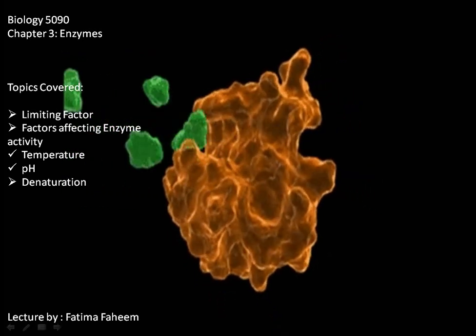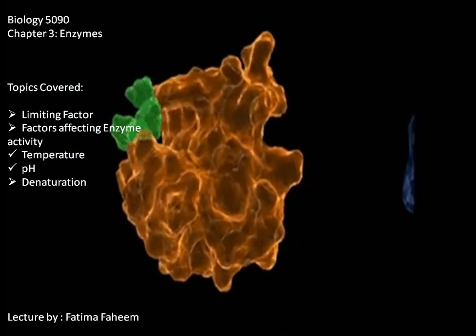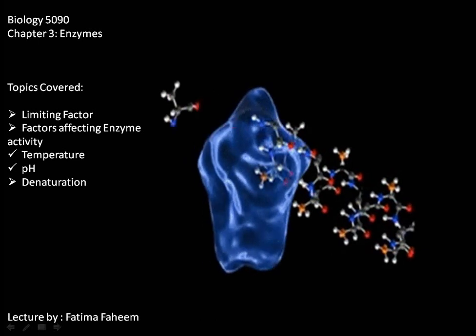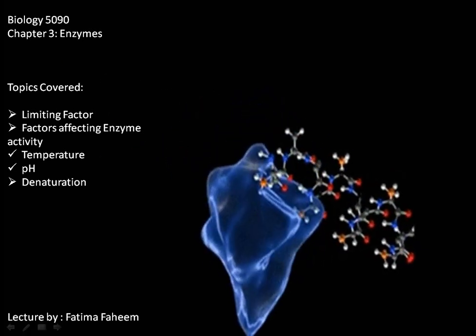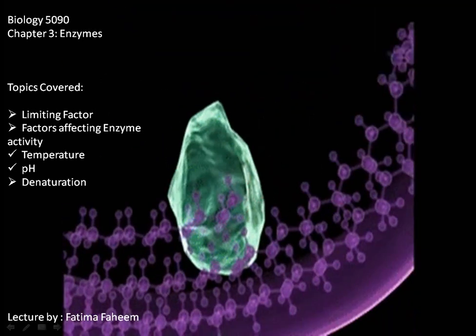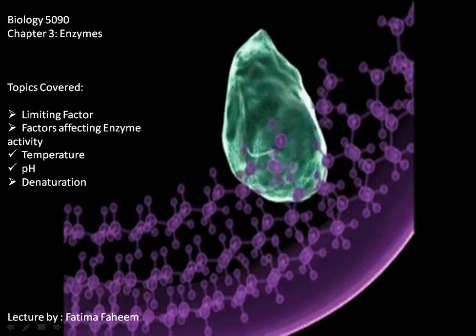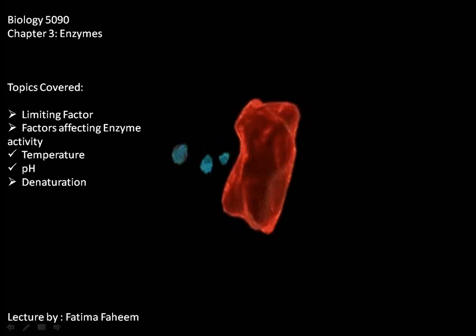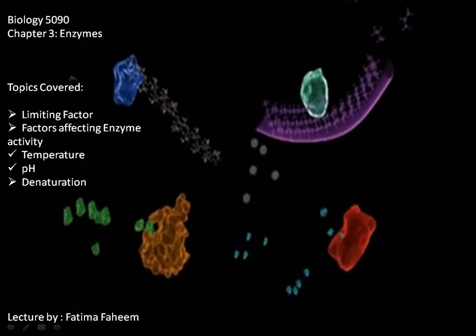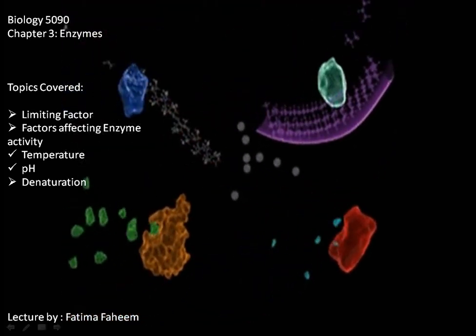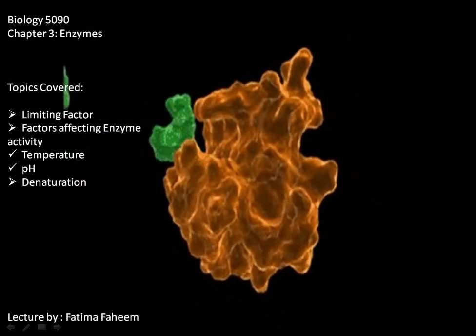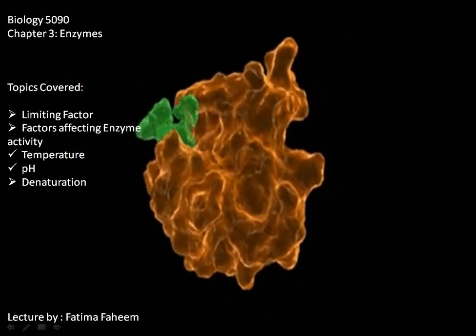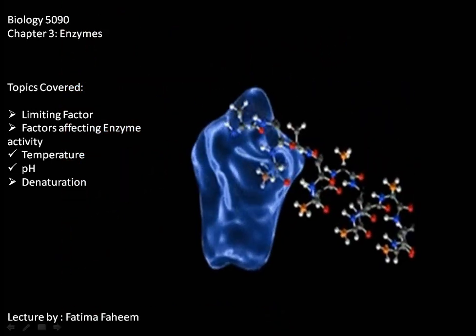Okay, students, this is chapter number 3, enzymes. In today's lesson, we will see what limiting factor is, and then we will see some factors which affect the rate of enzyme catalyzed reaction, or we can simply say the factors that affect the enzyme activity. These include temperature and pH. Then we will see the definition and consequences of denaturation.